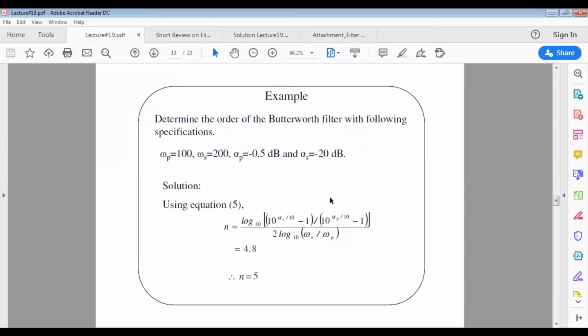When calculating this n, please bear in mind that the substitution of alpha S and alpha P in these equations needs to be a positive value. This means that you shall ignore the negative sign in alpha P and alpha S when calculating the numerical value of n. Please bear in mind that we have to ignore the negative sign for alpha P and alpha S. It's a very simple example, the calculation of n.